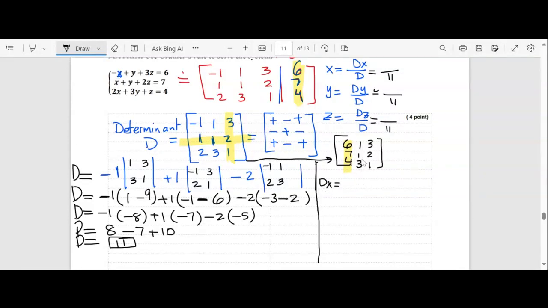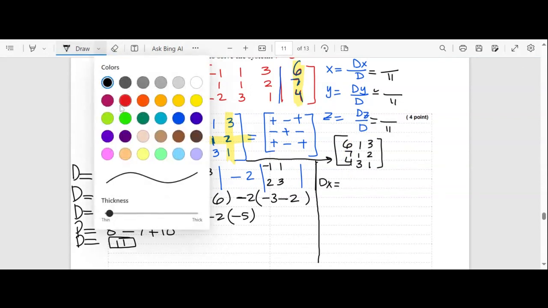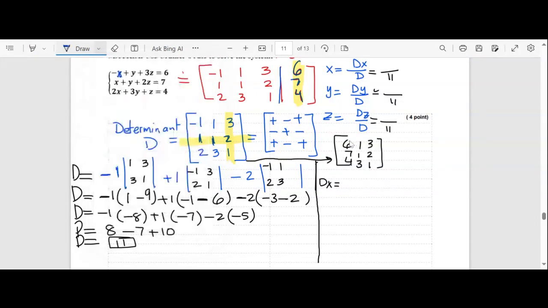You have to choose one row that is easy or one column. The easiest one is what? What's the easiest one? The second row. The second one. Okay? Which one is the second one? Is 1, 1, 3. So we'll do the same process again. It's going to be -1. This falls in here, right? So the sign, it will be minus. So it's going to be -1, and then make the determinant for this.